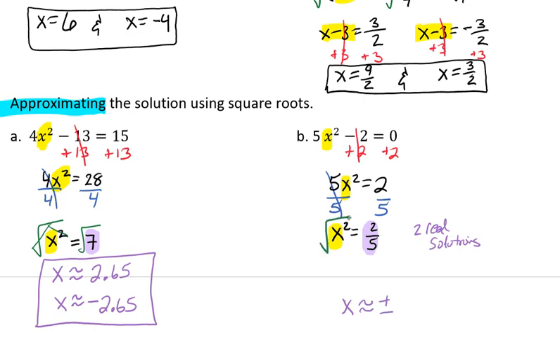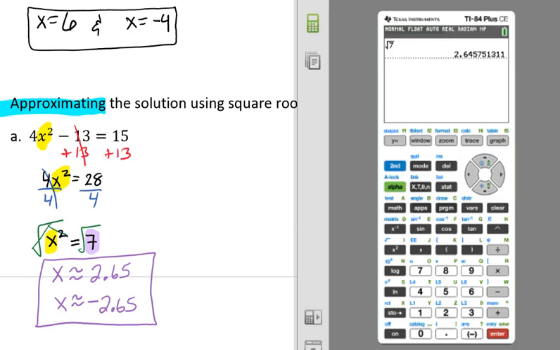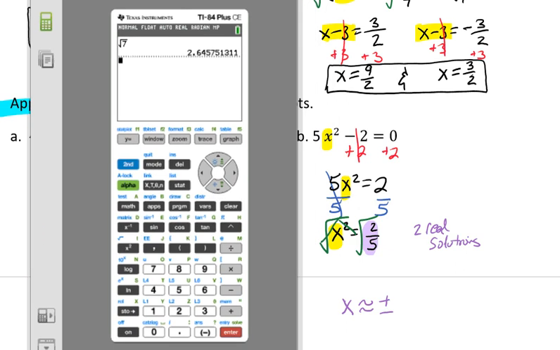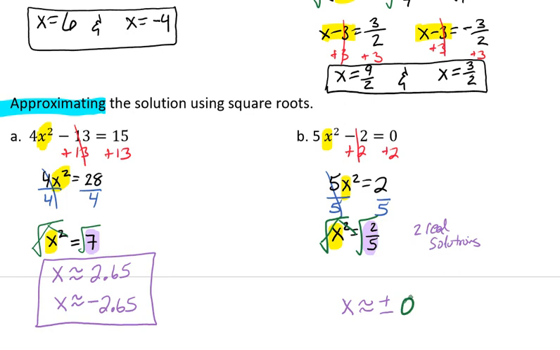So we'll square root both sides, and we're going to plug in the square root of 2 over 5. Let's move our calculator over. We'll plug that into our calculator and get 0.63. So x is approximately plus or minus 0.63, and that is going to be our solution. And so that is how you can solve quadratic equations by using square roots.